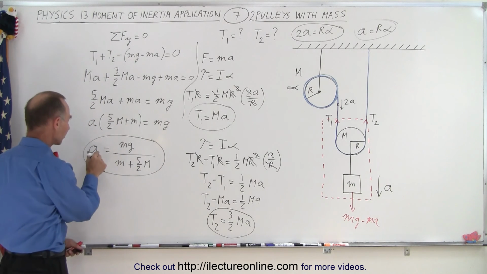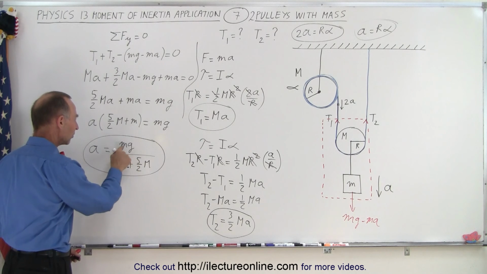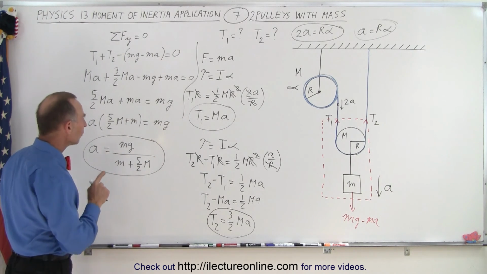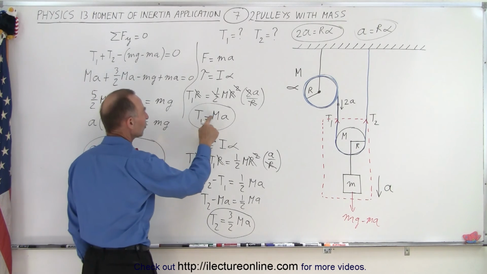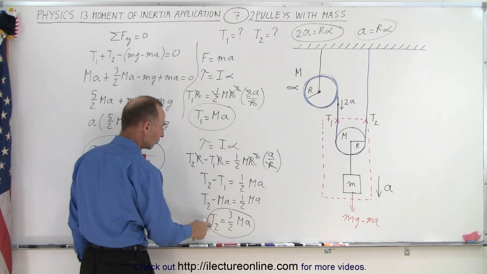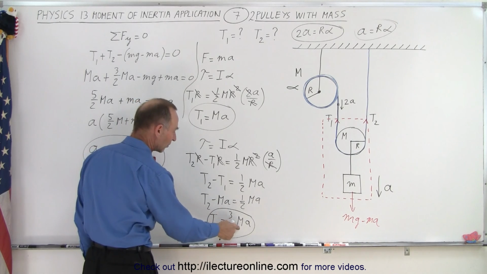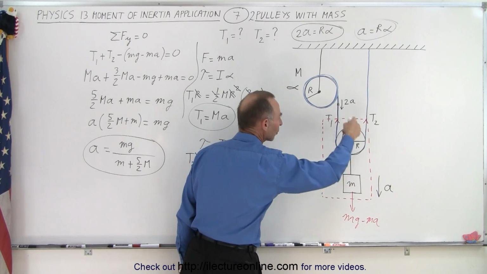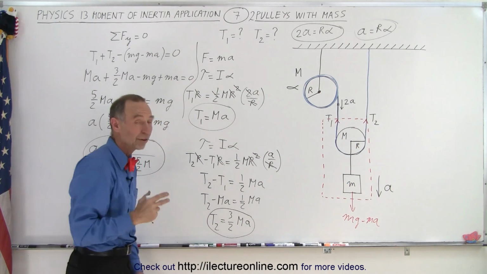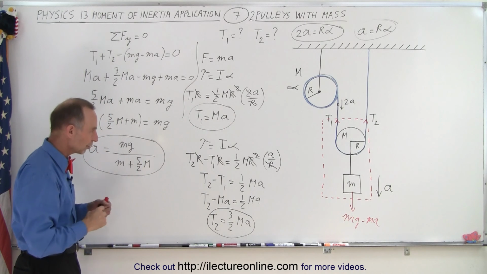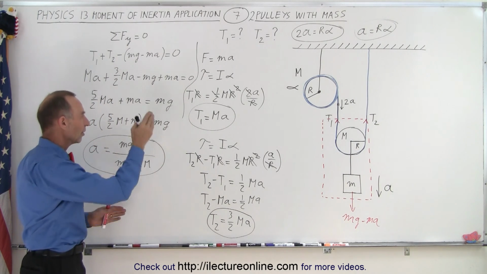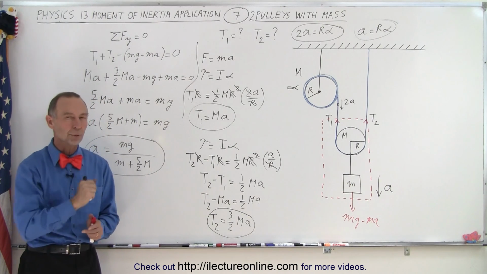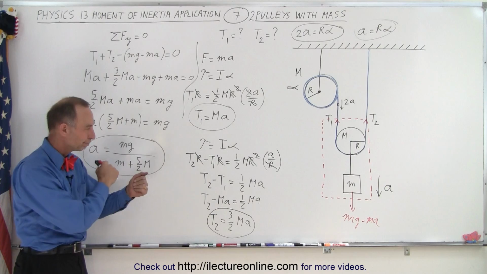So now we have the acceleration in terms of the two masses, the mass of the hanging weight and the mass of the two disks. And here we have tension 1, which is the mass of the disk times acceleration. Tension 2 is 3/2 the mass of the disk times acceleration. Of course, it makes sense that T2 has to be bigger than T1 in order to get this wheel to spin around, because it does have mass and it does have moment of inertia. So that is how we find tension 1, tension 2, and the acceleration of the system in the case that both pulleys have mass. And that is how it's done.